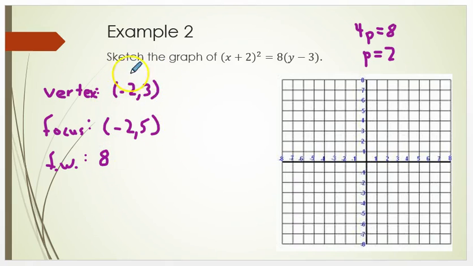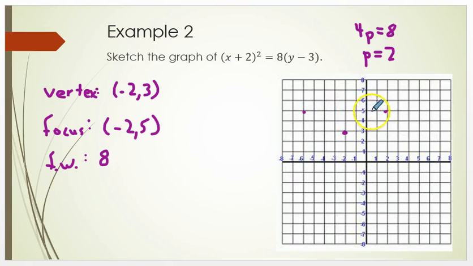So plotting this point, the coordinate of the vertex is left 2, up 3. And then my focus is left 2, up 5. But I'm not going to draw that dot. I'm just going to start from there. And then half the focal width would be 4. So I'm going to go 4 to each side. 1, 2, 3, 4, draw a dot, and then go back to the focus, 1, 2, 3, 4.